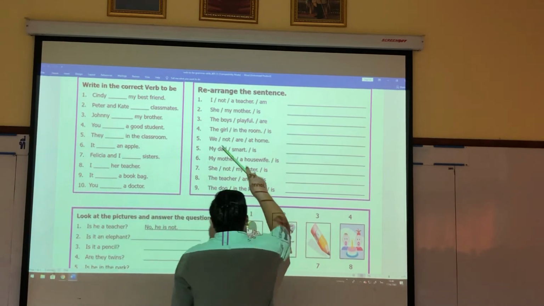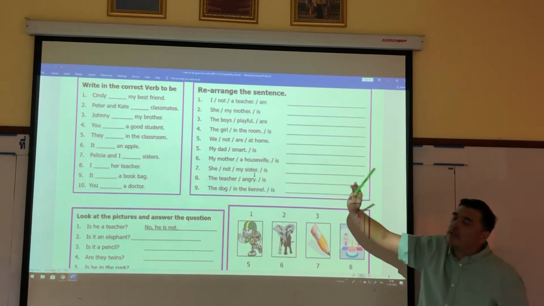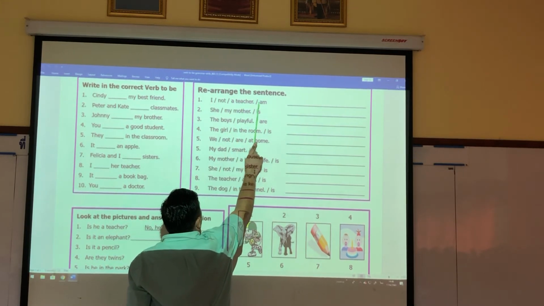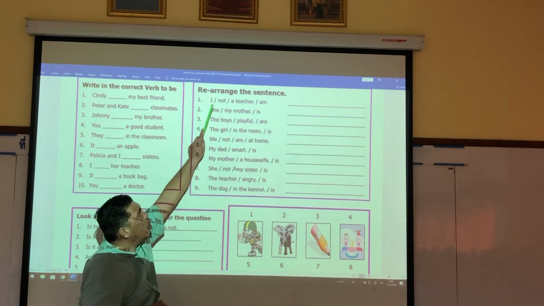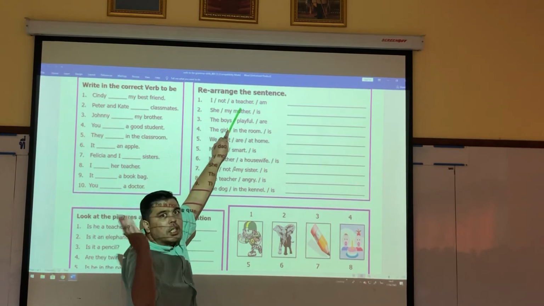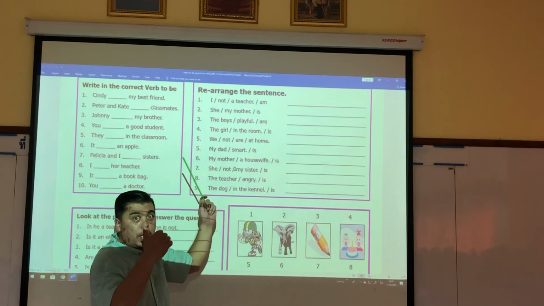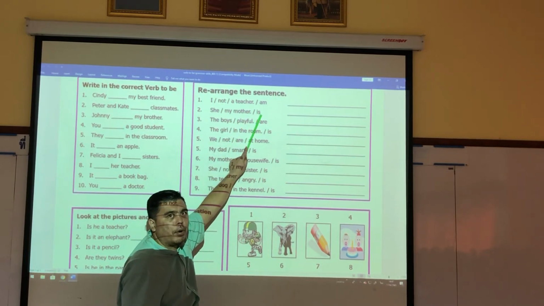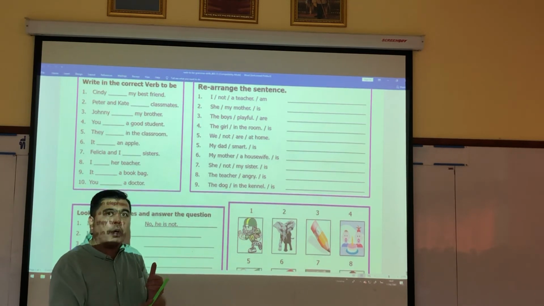Now, this one says, rearrange the sentences. It should be sentences because there's more than one, but that's fine. If we look at this, it says, I, not, a teacher, am. So we know we are going to write I, the subject, then the verb to be, am not a teacher, full stop. Very important when we write our sentence that it begins with a capital letter and ends with a full stop, or if it's a question, a question mark.